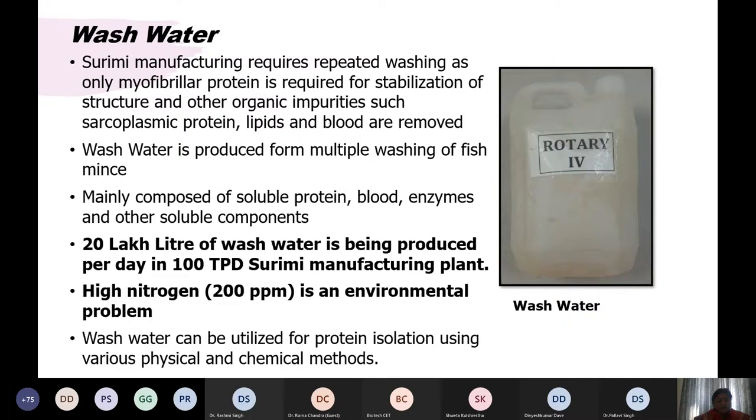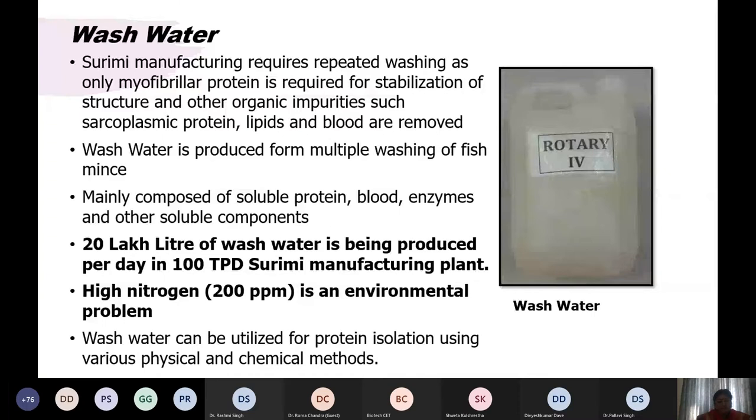If you really see this, 20 lakh liters of wash water is produced per day in a 100 TPD surimi manufacturing plant. It contains high nitrogen, more than 200 ppm, and that's why it cannot be released into the mainstream of the water, because the permissible limit is only 50 ppm. But because it has a lot of dissolved protein, it contains a high amount of nitrogen. So this is a problem with the industry.